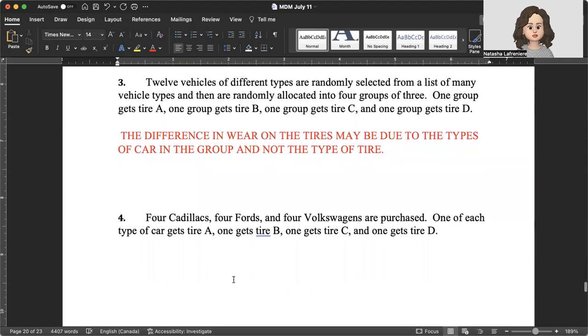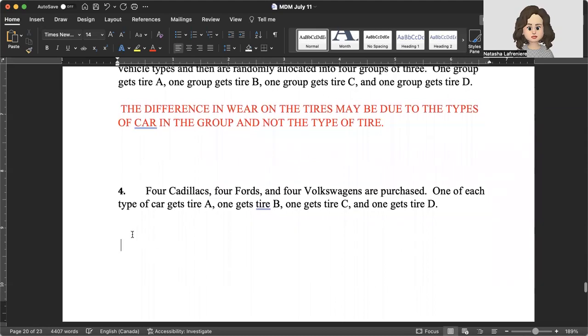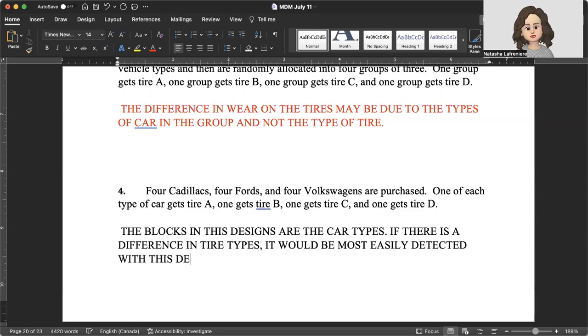So 4 Cadillacs, 4 Fords, and 4 Volkswagens are purchased. One of each gets type A, one gets type B, one gets type C, and one gets type D. So the blocks in this design are the car types. If there is a difference in tire type, it would be most easily detected with this design.